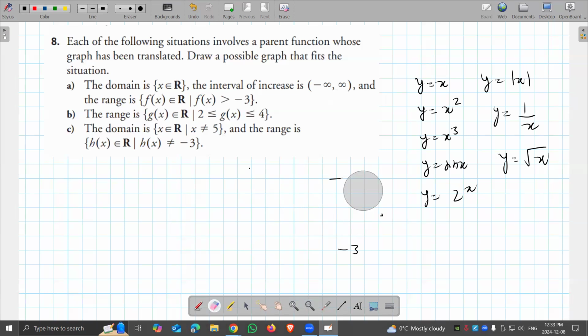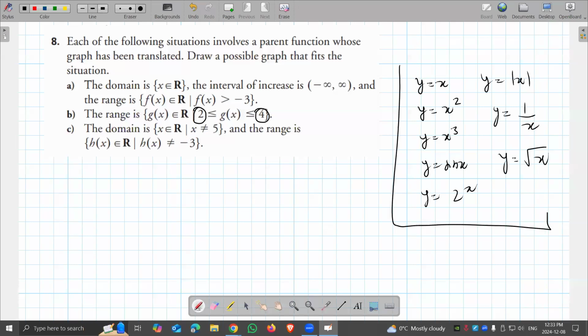Part B. Now it's talking about the range, as domain was in part A. The range is in between two y values. Which function has a range that's between two y values? There's only one. Every other range is either x ∈ ℝ or y is greater than something. There's only one function that has a range that's inclusive between two numbers. It is going to be the sine function, okay? Sine function is the only one that has a range between two numbers.